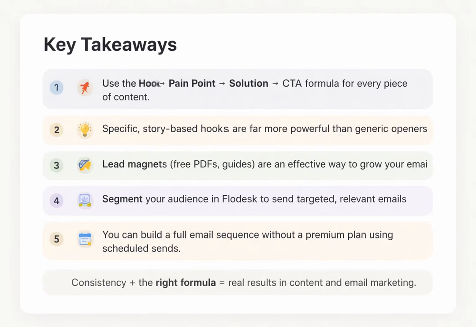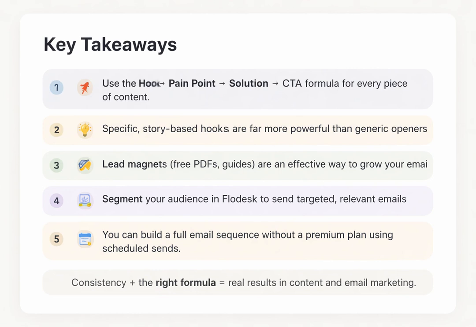Let's close with the 5 big takeaways from everything we've covered. 1. Always use the content formula: hook, pain point, solution, and CTA. Make it a habit for every piece of content you create. 2. Story-based hooks with specific, real details are dramatically more effective than generic openers. Don't be vague, be specific.